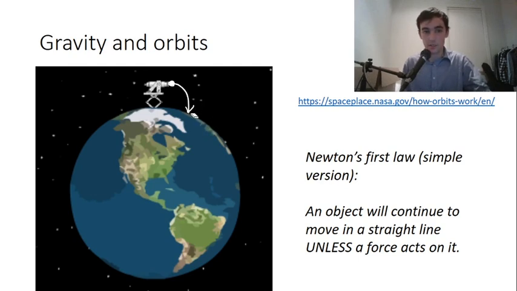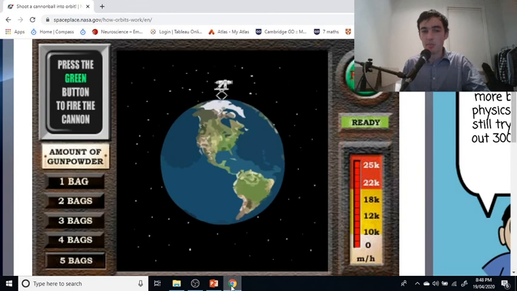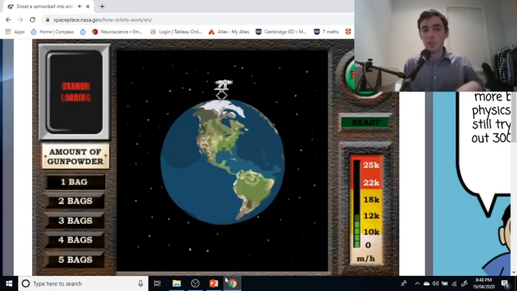But what happens if you fire the cannonball really fast? I wonder if you could guess what is going to happen. So this picture is actually taken from a game or animation that we're going to go into now, and we're going to see what happens if we fire the cannonball really fast.